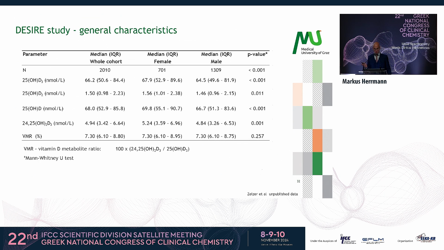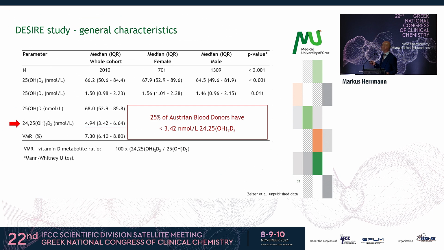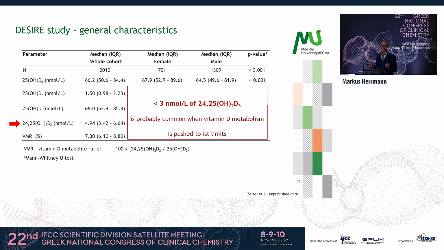The median 24,25-dihydroxyvitamin D concentration was almost 5 nanomoles per liter, and the interquartile range indicates that 25% of our participants had a concentration of less than 3.42 nanomoles per liter. Now, when we account for some measurement uncertainty and round this to the next full number, we get 3 nanomoles per liter. And then we postulated that subjects with less than 3 nanomoles per liter of 24,25-dihydroxyvitamin D probably have a vitamin D metabolism that is pushed to its limits.